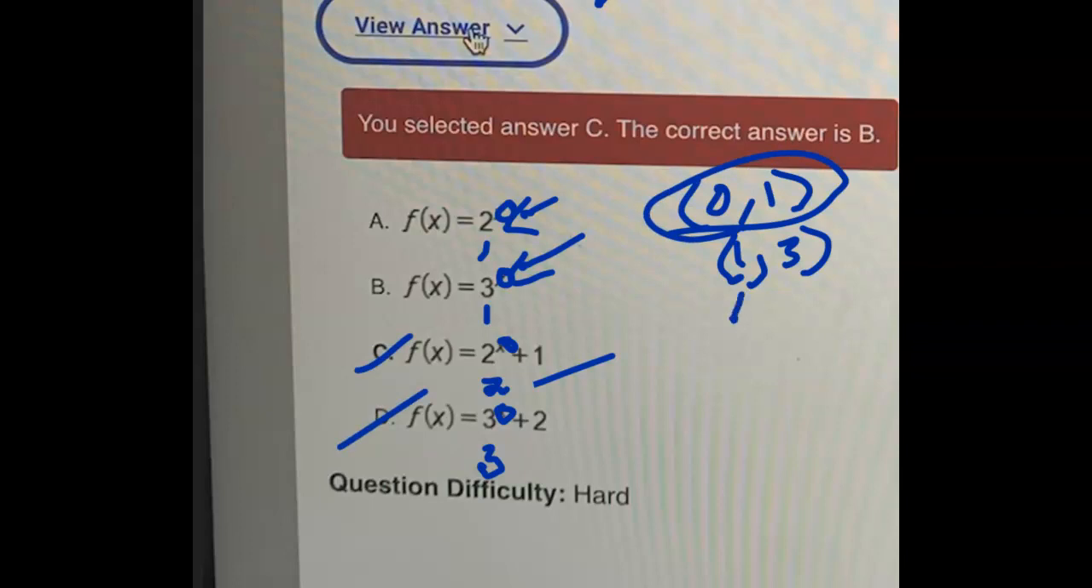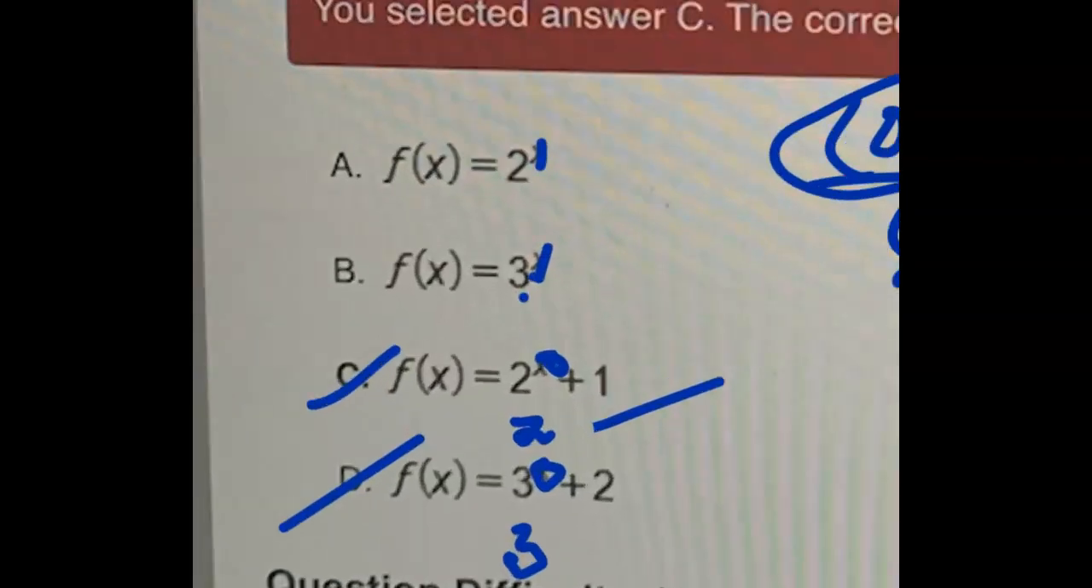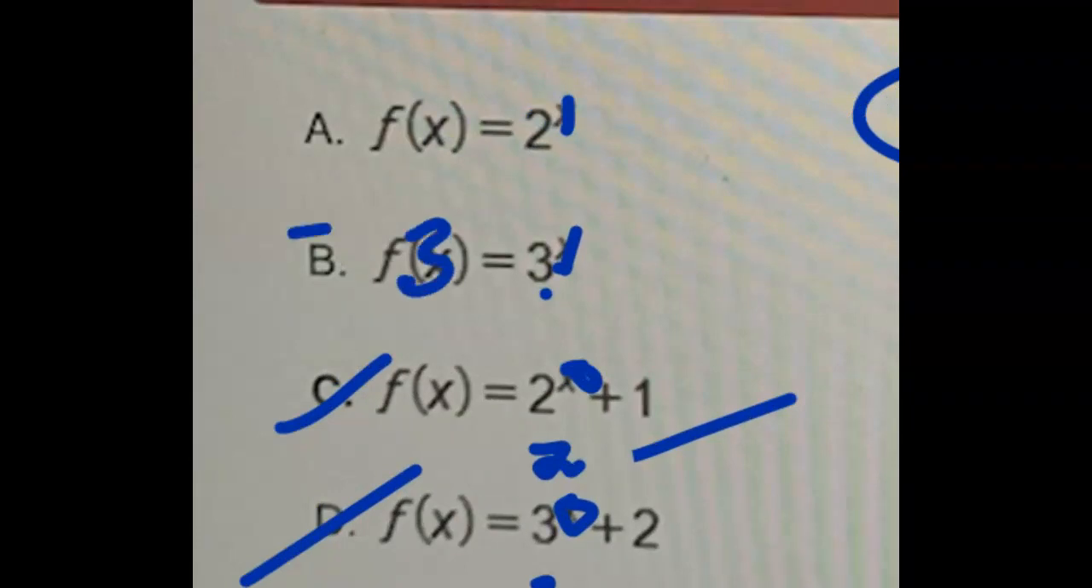Now, which one, when we input 1, is going to give us 3 between the other two? Well, let's plug that in. Plug in a 1 for x. And we know that 3 to the power of 1 is going to give us the answer 3, so it has to be B.